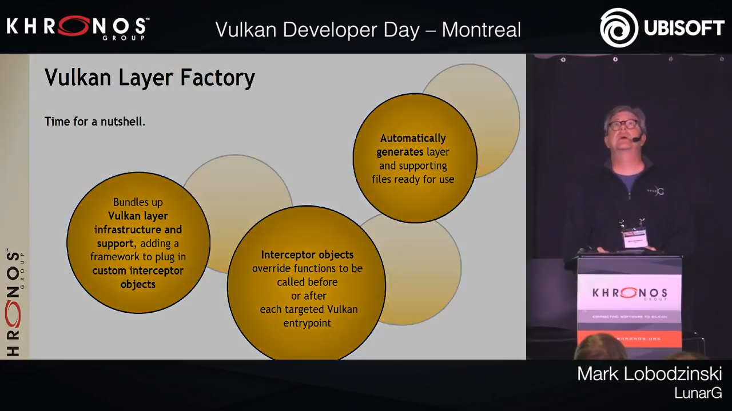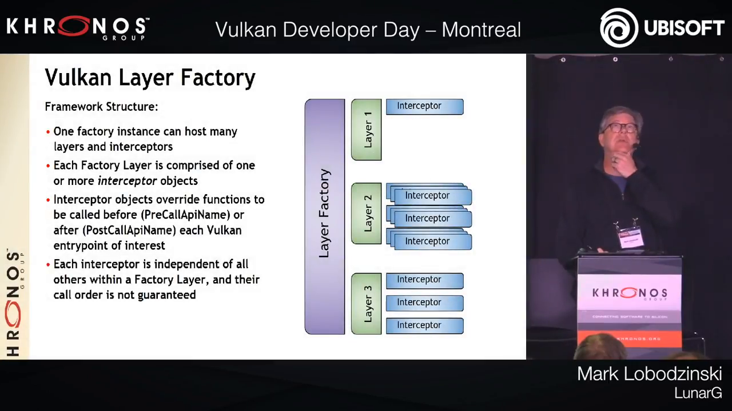So the structure is that you have different layers, and layers can have any number of interceptors. And all an interceptor is basically a structure with the API targets that you want to intercept in your layer and operate on. So for each interceptor, you can have intercept points for each API, and there's an intercept point for each call before you make the call and after the call is made. So for free memory, there's a pre-call free memory intercept point and a post-call free memory intercept point. And that makes it easier to check things before and after the different API calls.